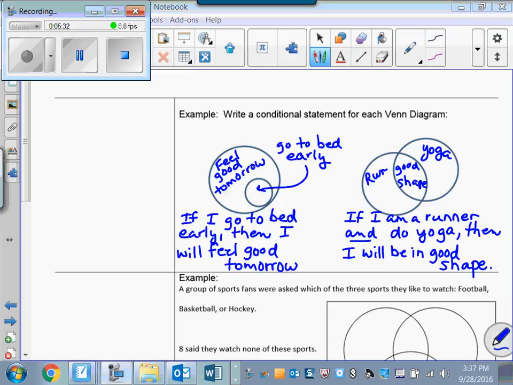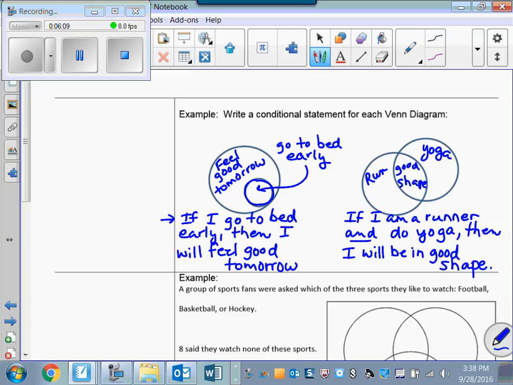Okay, for this first Venn diagram, my conditional statement says, if I go to bed early, then I will feel good tomorrow. All right, so of course, if I go to bed early, then I will certainly feel good tomorrow. If I put feel good tomorrow inside, it would say if I feel good tomorrow, then I went to bed early. Well, that's not the same statement and it's not necessarily true. I could feel good even if I don't go to bed early. So you've got to be sure that your Venn diagram represents the statement.